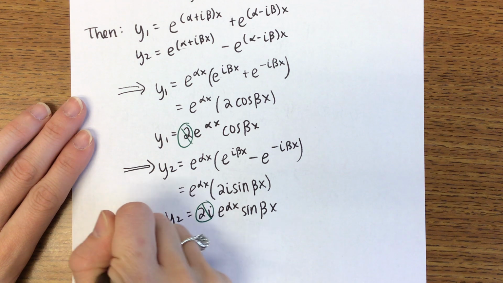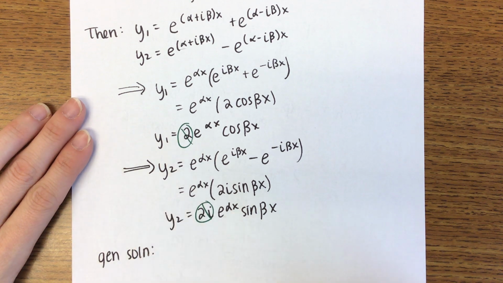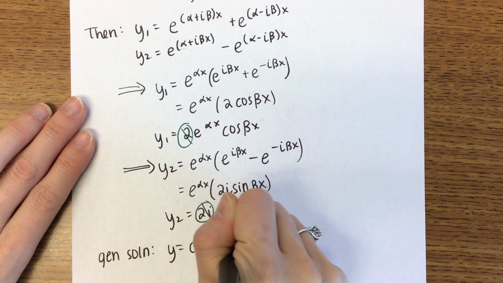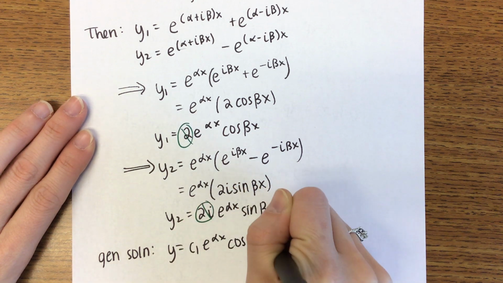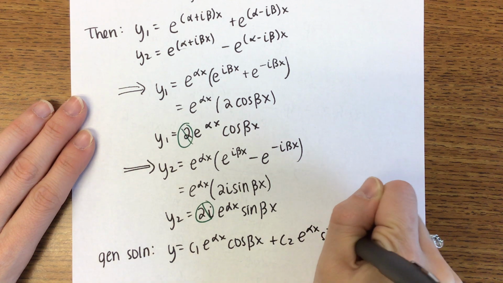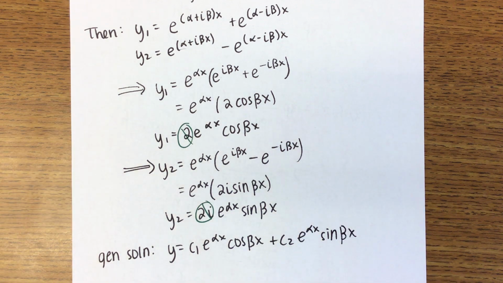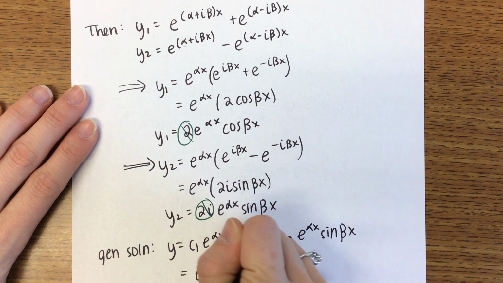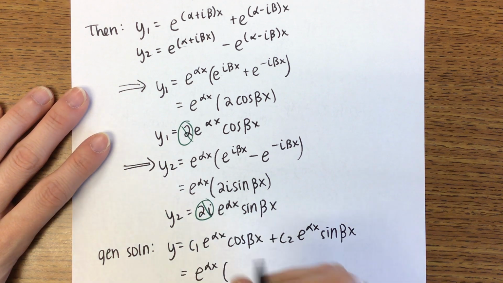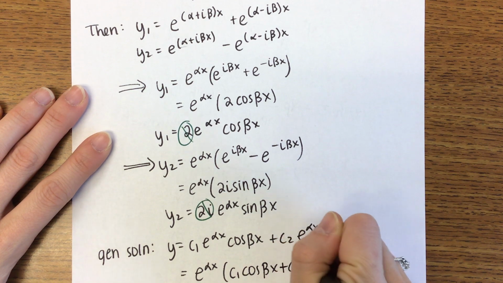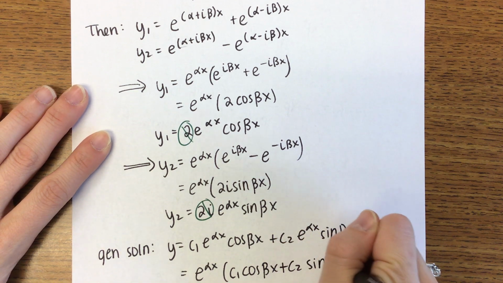So finally, our general solution. y is equal to c1 e to the alpha x cosine of beta x plus c2 e to the alpha x sine of beta x. More commonly, that e to the alpha x is factored out, and this is generally written as e to the alpha x times c1 cosine of beta x plus c2 sine of beta x.